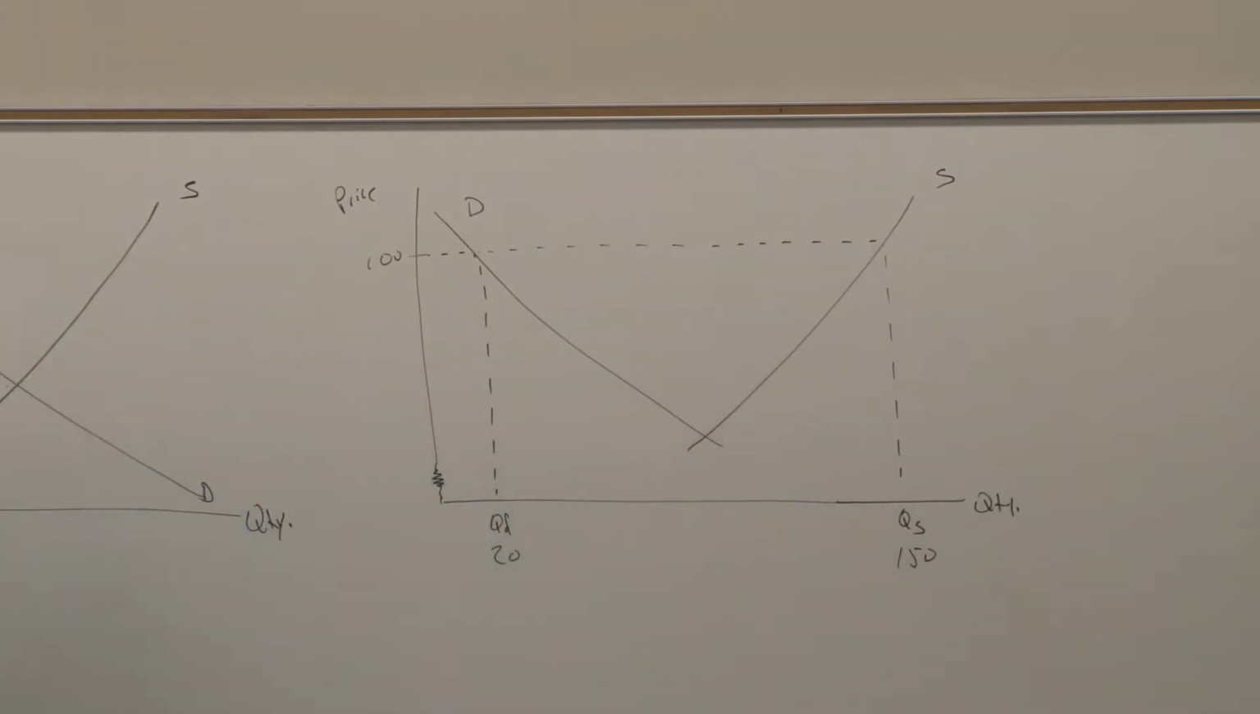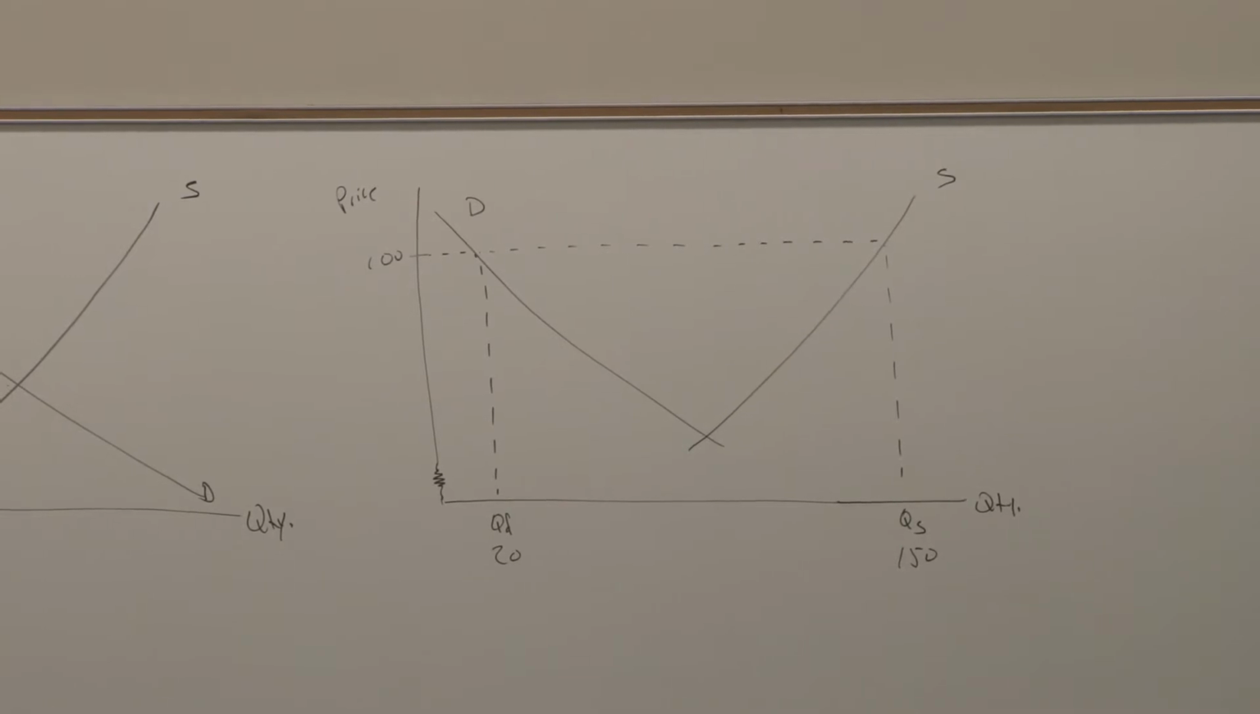Let's think about what's happening here. We've got a week's worth of time; this is what this supply and demand schedule is for. At a price of 100, consumers are going to buy 20 pairs of jeans. At a price of 100, firms are going to produce 150 pairs of jeans at the end of the week. Too many or not enough? Too many, right? We've had 150 made, consumers have bought 20. We have a surplus here of 130.